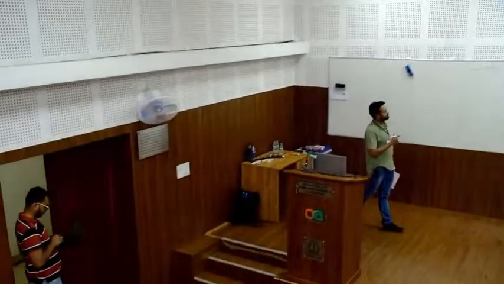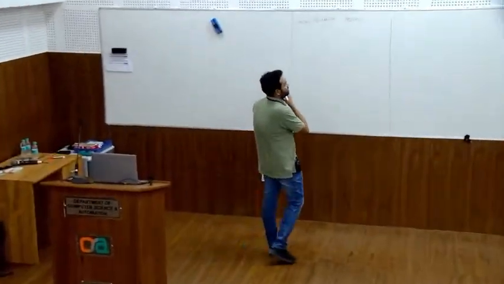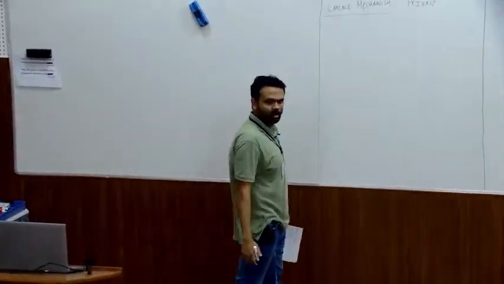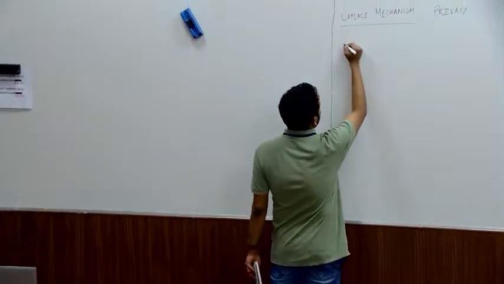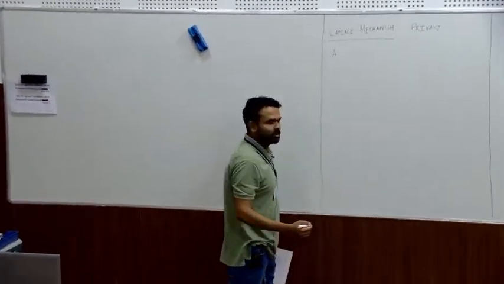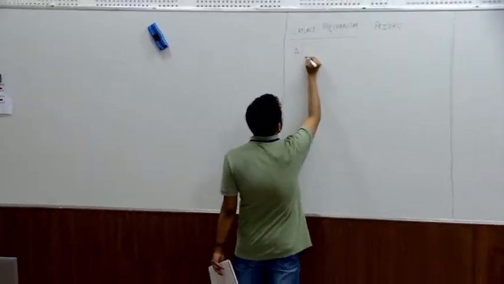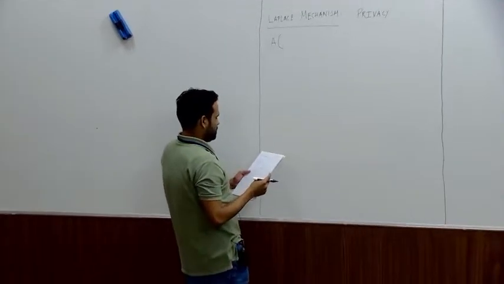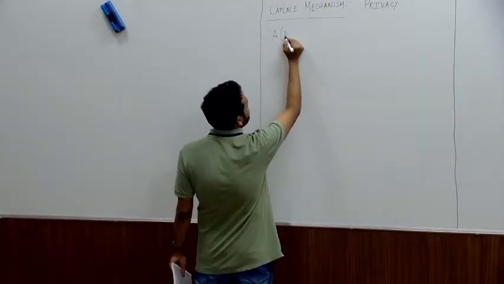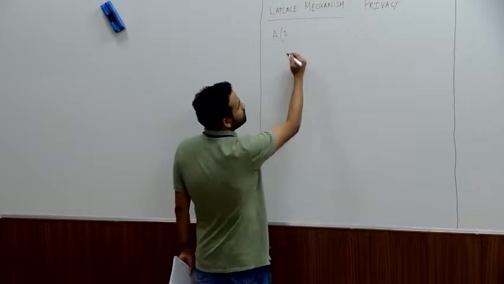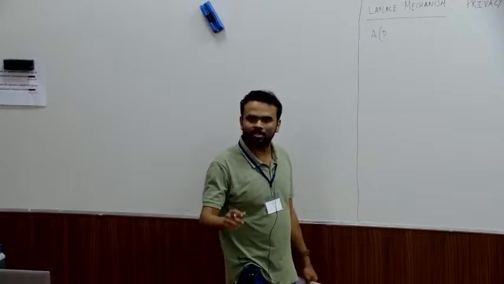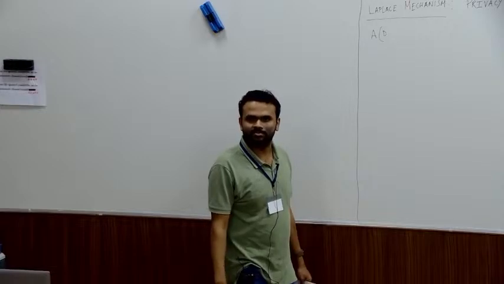Okay, we'll start with the proof for privacy of the Laplace mechanism. Let's recall what the Laplace mechanism was. Algorithm A takes a data set D. Is it visible, guys? People in the back, if you are watching, just tell whether it is visible or not.